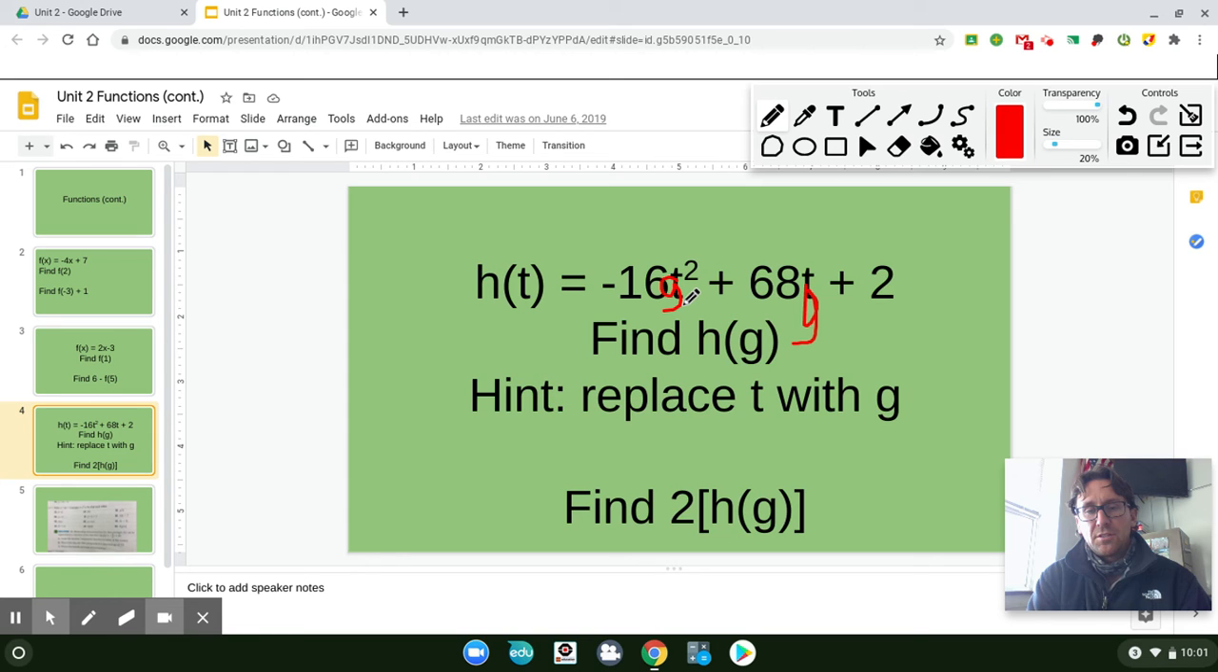Now, if it says find 2 times h of g, we just found h of g. So now all you got to do is just multiply this whole thing by 2. Times 2. So you just distribute. So that would be -32g squared, plus 136g, and then 4, obviously.